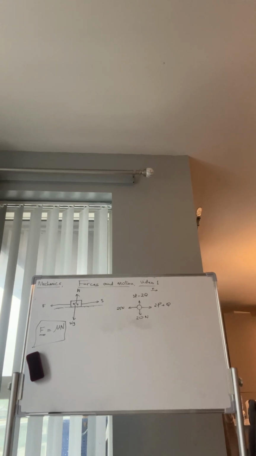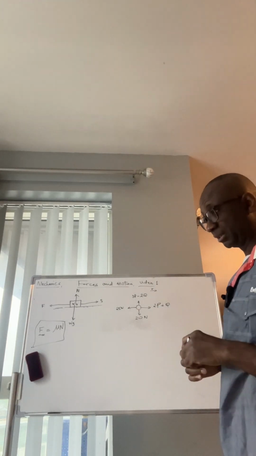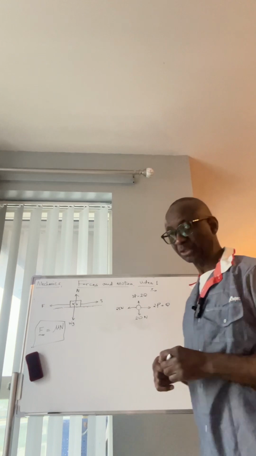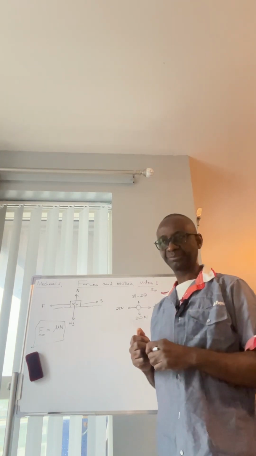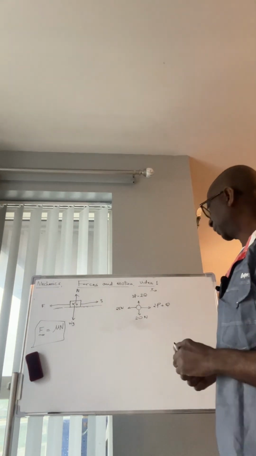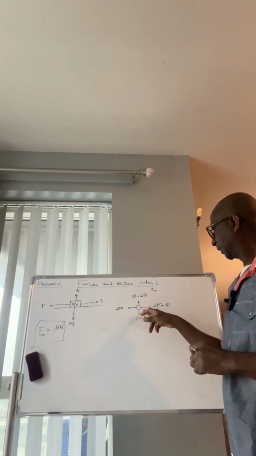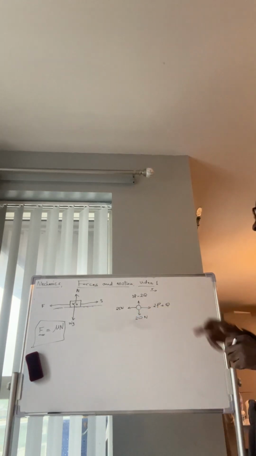The question reads, given that the particle in this diagram is moving with constant velocity v, find the values of P and Q. When velocity is constant, it means the speed and direction don't change. And therefore, acceleration is zero. That's the interpretation. So it means acceleration here is zero.